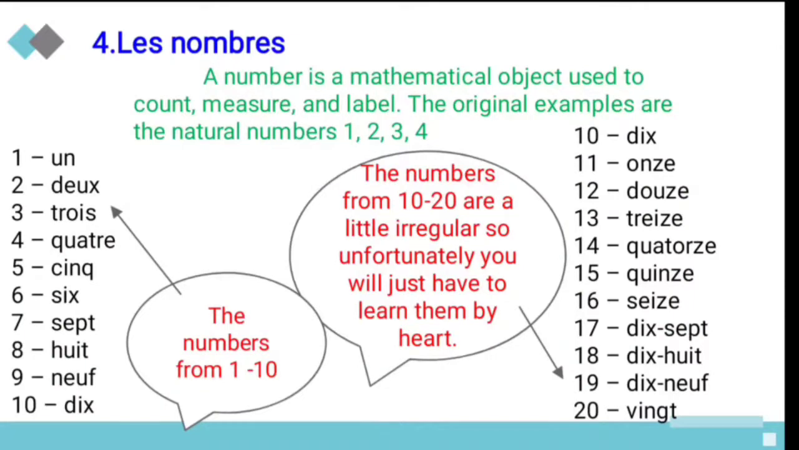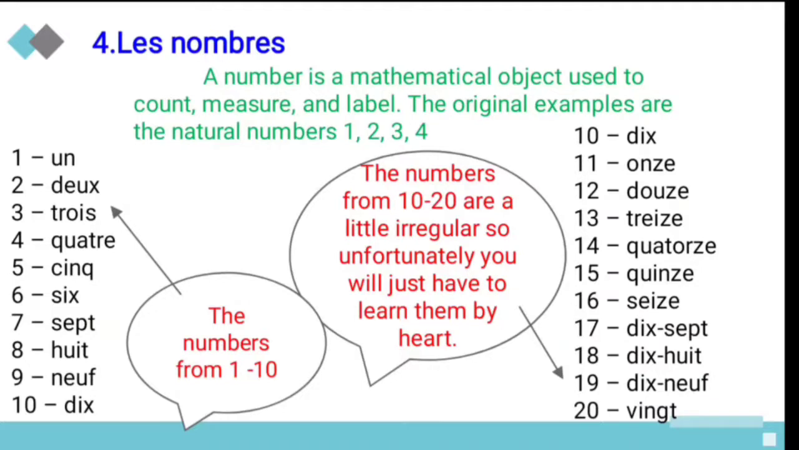Let us move to the numbers. Les nombres. A number is a mathematical object. It is used to count, measure, and label. The original examples are the natural numbers, also called cardinal numbers. That is 1, 2, 3, 4, 5. And the numbers from 1 to 10, you have to read by yourself only. There are a little irregular also.